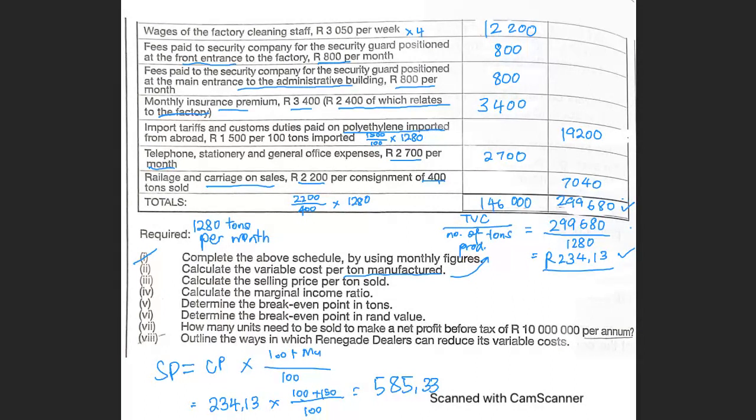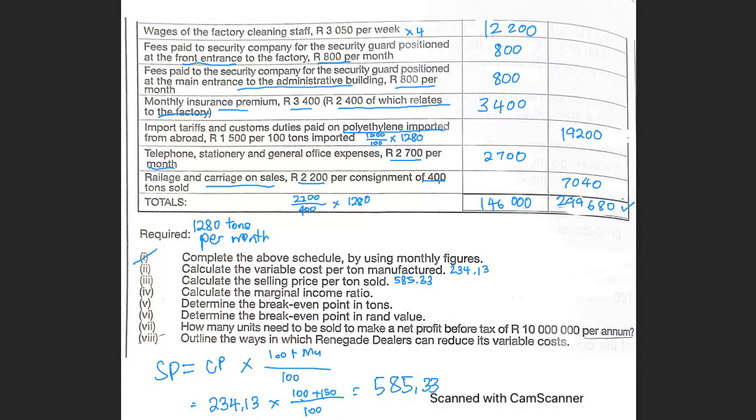So here I'm going to just write down the final answers that we calculated because I'm going to need a bit of space here just now. So I can erase this and I'll write down the final answer. So your variable cost is 234.13 and your selling price is 585.33.